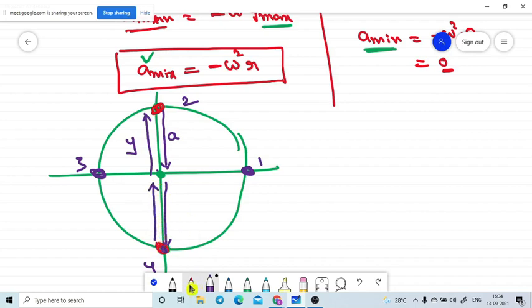So the acceleration always acts towards the mean position. This is the acceleration direction, and this is the displacement direction. So the acceleration and the displacement are always opposite in direction. Let me move on to another physical quantity in simple harmonic motion.